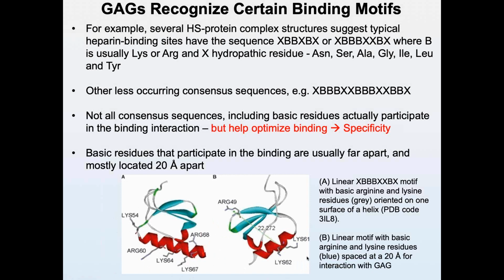And so if you have a lot of basic residues and they are all very close together, even though they are basic and even though they may attract the GAG, they cannot bind. Once it gets there, the orientation cannot occur in order for the GAG to optimize binding to the GAG binding proteins.